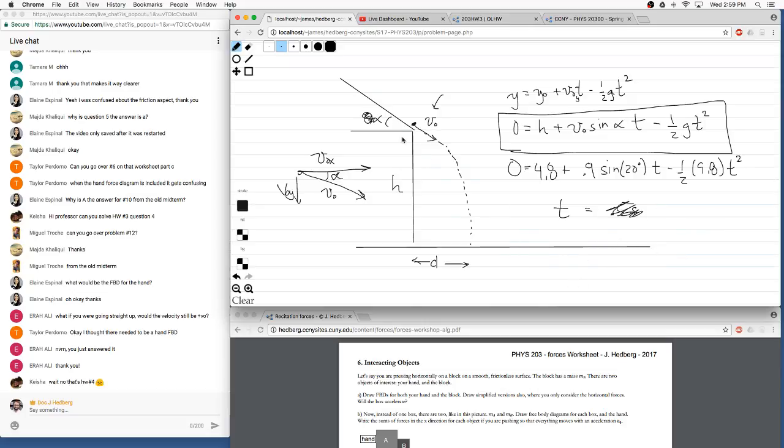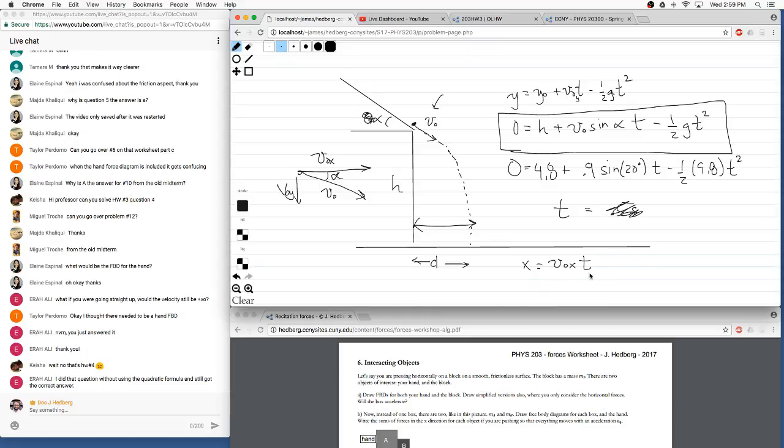And once you do that, then you can figure out how far it travels in the x direction just by using x equals v naught x times t, right? Because there's no acceleration in the x direction. V naught x is just v naught cosine alpha, and whatever we get for t will go right here.